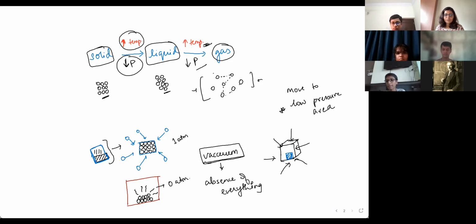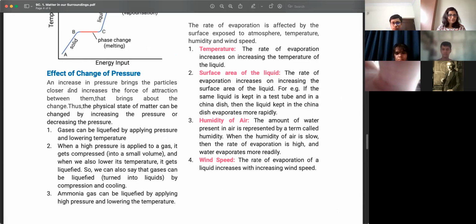Okay. Cool. So let's see what else is there here. Effect of change of pressure. This is what I just discussed. Increase in pressure, like when you're compressing something, brings the particles closer. If they're closer, it increases the force of attraction. So that is why the physical state also changes. When you're increasing the pressure, it is the opposite of temperature. Gas becomes liquid, liquid becomes solid. If you're decreasing the pressure, doing the opposite thing, then the change is also reversed.